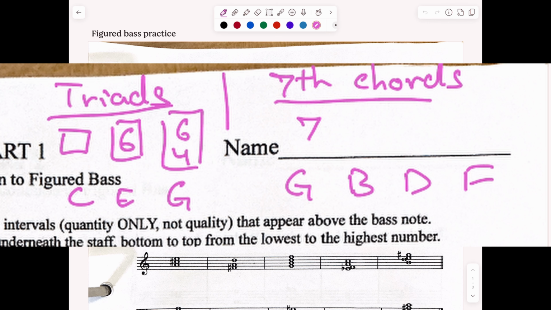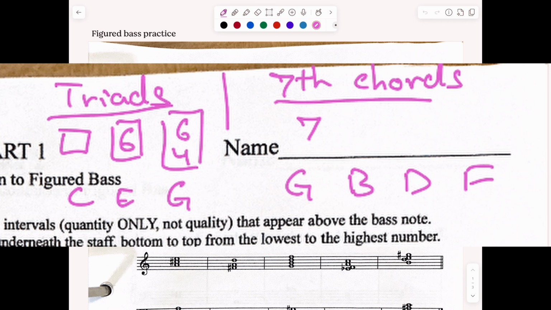For triads, there is either nothing, or there's 6 chords, or there's 6 4 chords, yes? And this is as it builds up. So in a C chord, this would be C, E, and G. C's in the bass, no inversion. E's in the bass, first inversion. G is in the bass, 6/4, second inversion.